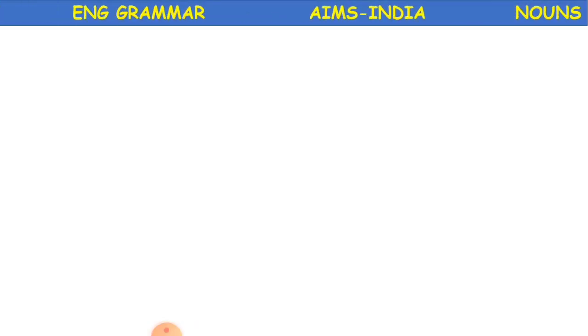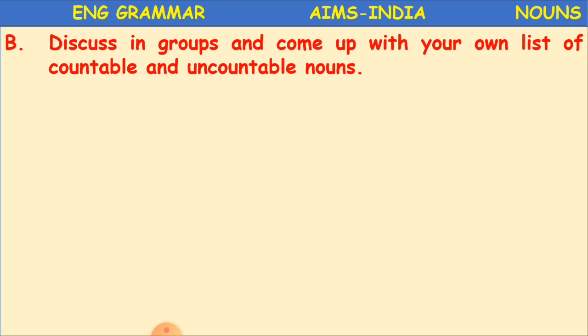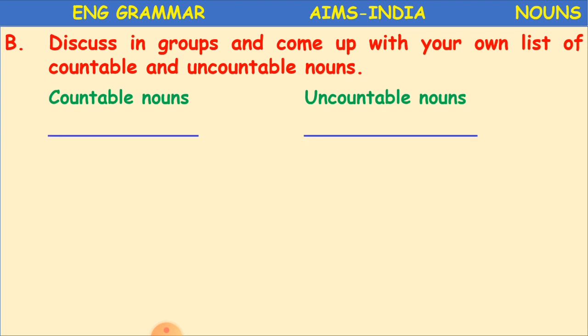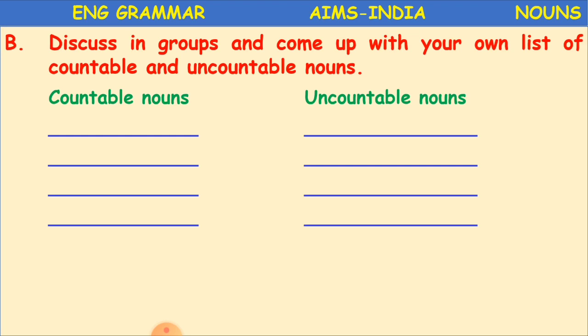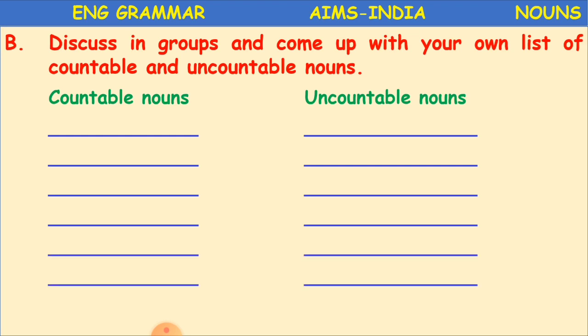Clear, children? Now one more work for you. Discuss in groups and come up with your own list of countable and uncountable nouns. Discuss with your brothers, sisters or parents and write some countable and uncountable nouns. Okay, children? This is all for today. Hope you have understood. We will continue in tomorrow's session.